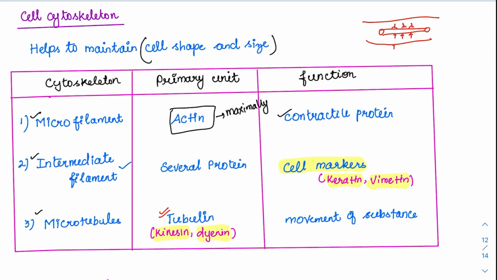Kinesin and dynein. Both of these we will study in nerve muscle physiology extensively. They are very, very important. This kinesin and dynein, what is the function? They are moving substances between the different parts of the cell. We will study about them in axonal transport in detail.